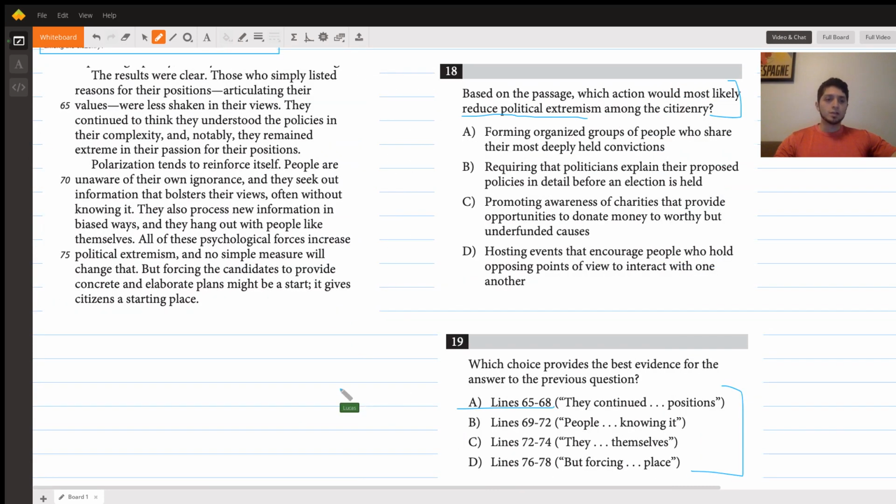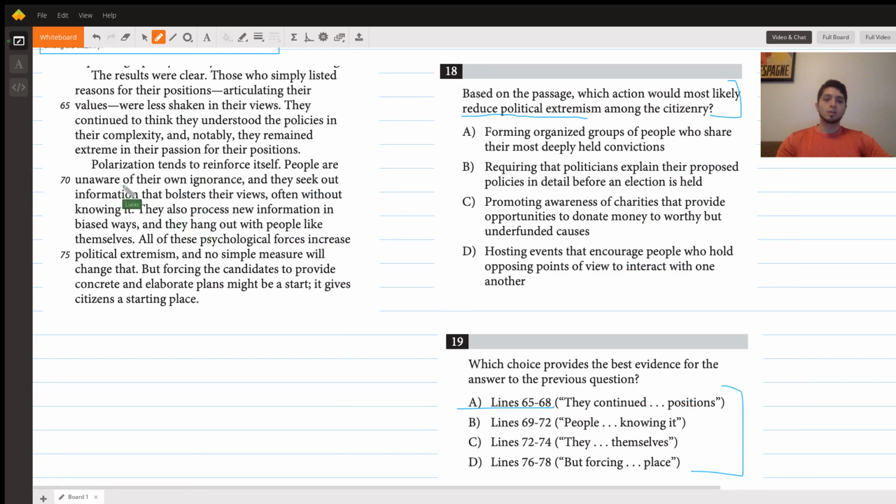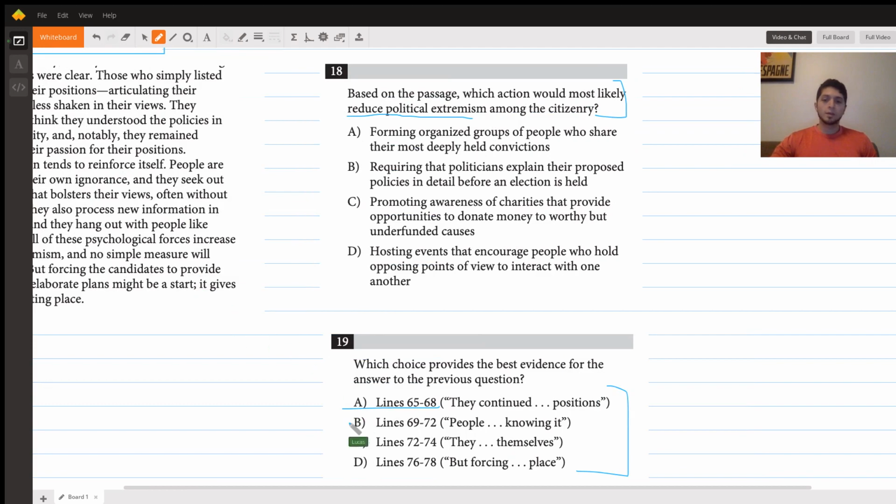Then we have 69 through 72, which says polarization tends to reinforce itself. People are unaware of their own ignorance and they seek out information that bolsters their views, often without knowing it. So having an extreme view one way or another reinforces itself. People don't know that they're being ignorant, and they look for information that supports their views without even knowing it. What this doesn't do is tell us a possibility that the passage says could help reduce political extremism. All it does is explain how polarization works and how it perpetuates itself. So I think we get rid of B.